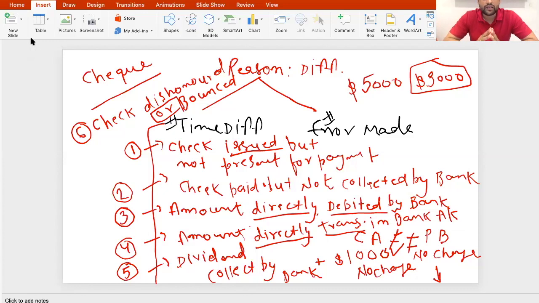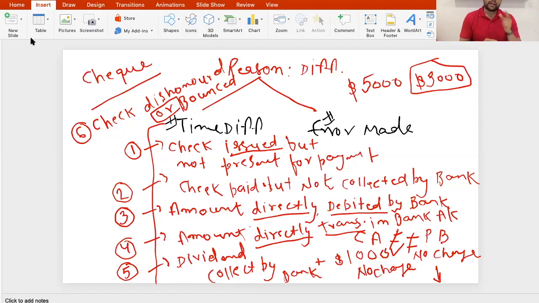Check dishonored happens because I know in my account I do not have $5,000, but I'm still writing a check for $5,000. Why am I doing that, even though I know very well that I don't have enough money in my account? The reason is just to avoid you for a temporary period, because I need to make payments to you. That's why some people do that.